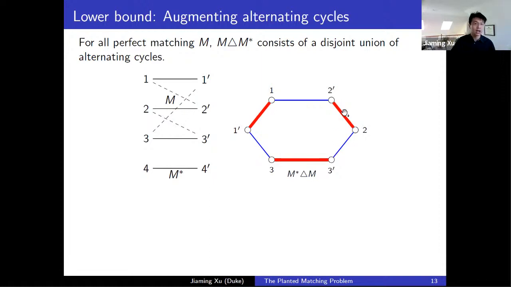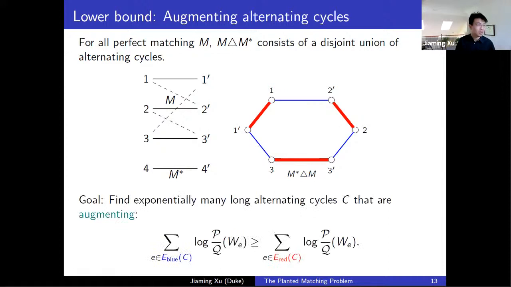Also, this cycle alternates in color. The red edges represent the edges inside the true matching M star, and the blue edges represent the edges in this matching M. And you can see that this alternating cycle will always alternate in colors. Now with this alternating cycle representation, our goal is reduced to finding exponentially many long alternating cycles that are so-called augmenting, in the sense that the total log likelihood weight of the blue edges exceeds the total log likelihood weight of the red edges. And if they are augmenting, then through this alternating cycle you can construct a matching that has the same or higher likelihood than M star. So the remaining job is to see how we can find such long augmenting alternating cycles.